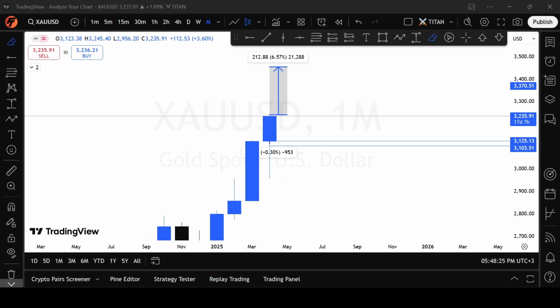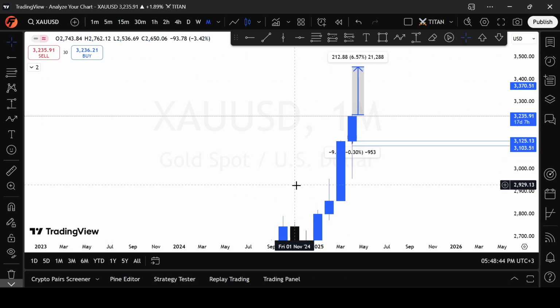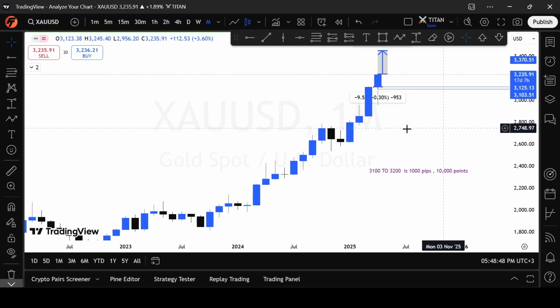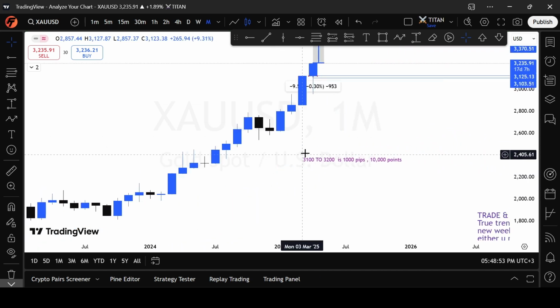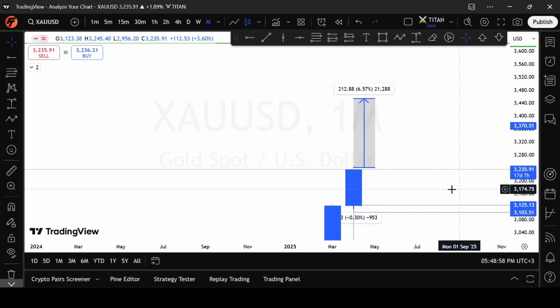All right, so we're going to start off with a quick top-down analysis, and the purpose of this is to recognize recurring patterns, build rhythm, and be in tune with the market. All right. So currently we are on the monthly time frame of gold, and we can clearly see that the chart has been pretty bullish for quite a long time now.